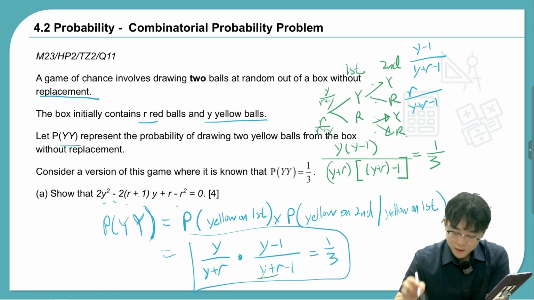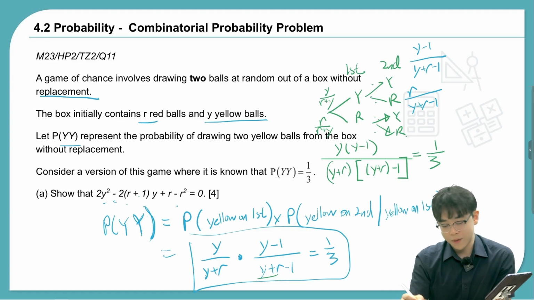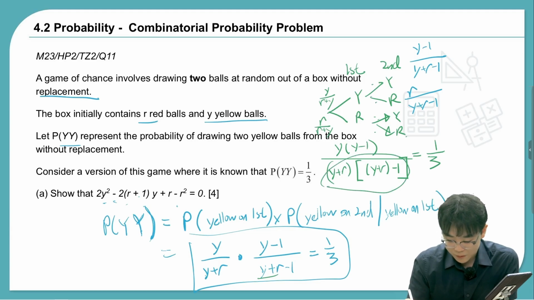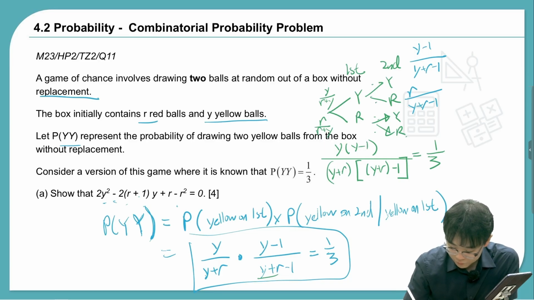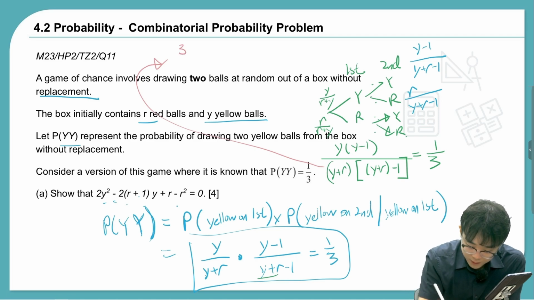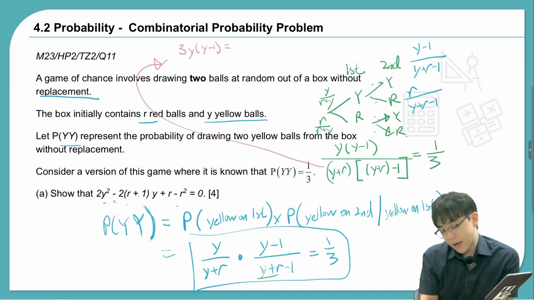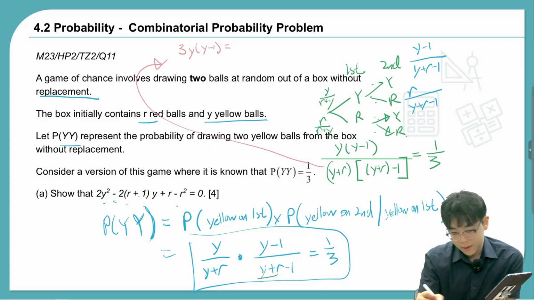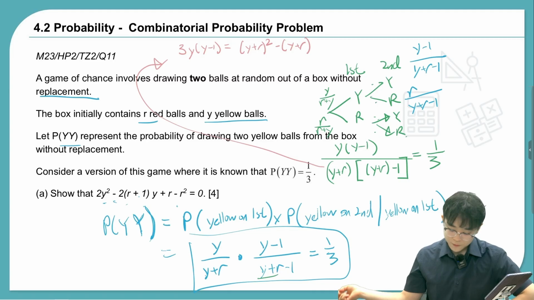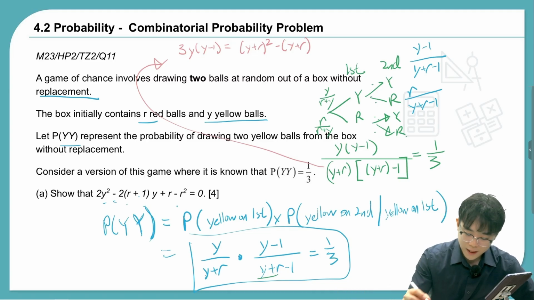Okay, so I'm going to do cross multiplication. I'm going to multiply 3 to both sides and y plus r times y plus r minus 1 to both sides of this equation. So the end result is going to be, I'm going to write this at the top. I get 3y times y minus 1 equals y plus r times y plus r minus 1. So that's going to be y plus r squared minus y plus r. Right? So if we simplify that, we should get the end result here.